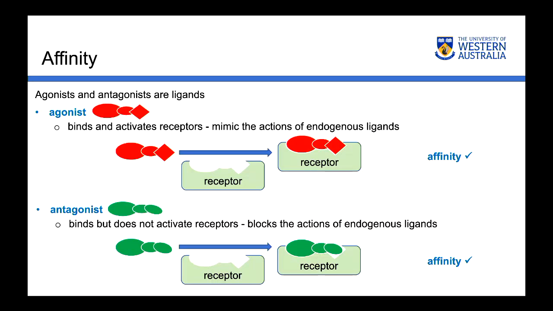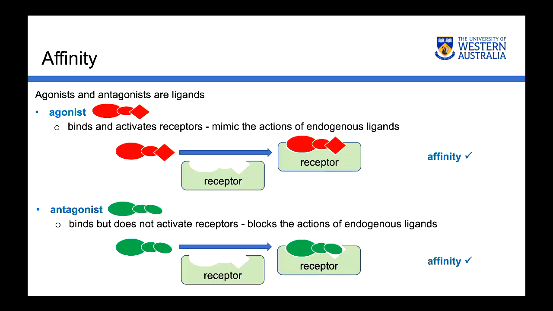So drugs that target receptors can be broadly divided into agonist and antagonist. They are both ligands. They both bind to a receptor. And therefore, both agonists and antagonists have affinity for their receptor. That's what's common between agonist and antagonist. What is different, though, is that agonists bind to and activate receptors. So they mimic the actions of endogenous ligands.